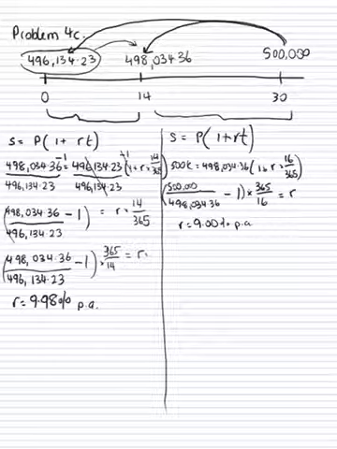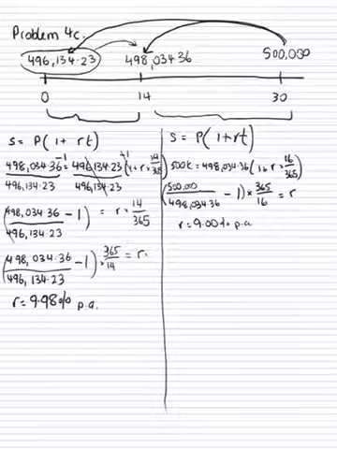So now what we've calculated is the rate of return for the investor that bought it at day 0 and sold it at day 14, and then separately the rate of return to the investor that bought it at day 14 and sold it at day 30.